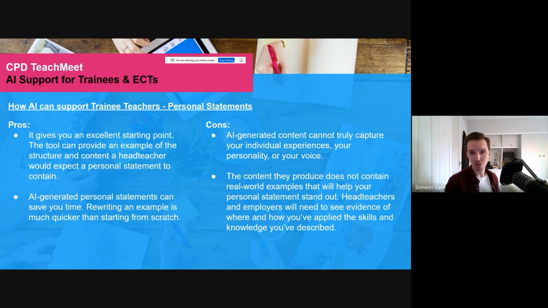As a basis to work off, but it can't truly capture your personality and your individual experiences and your voice. And the content the AI produced wouldn't contain real world examples of things that had happened to you in class that would perhaps make you stand out, because early in their careers, teachers often have very similar experiences. So it's about being able to give those small examples of something you did in class that was different or made you stand out, or something you brought to the school that they hadn't had before, that can really make you stand out from the other candidates.